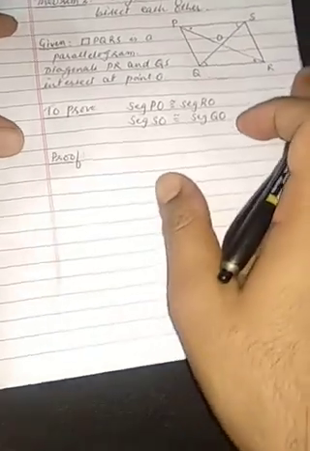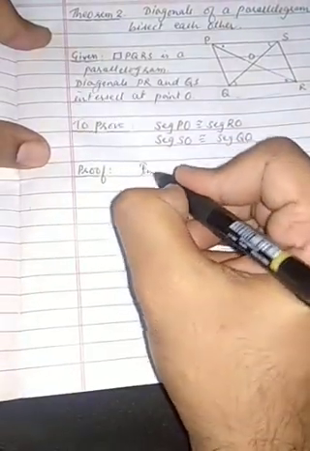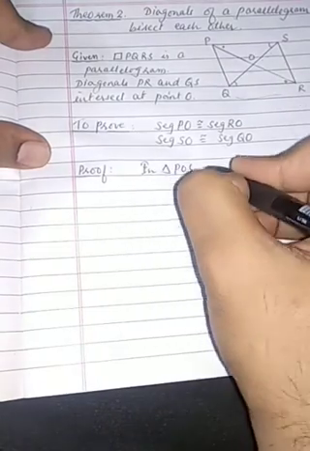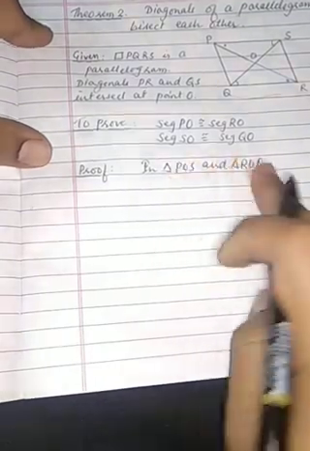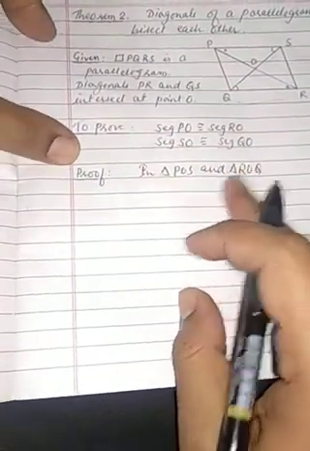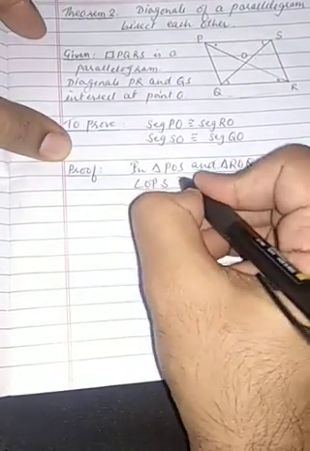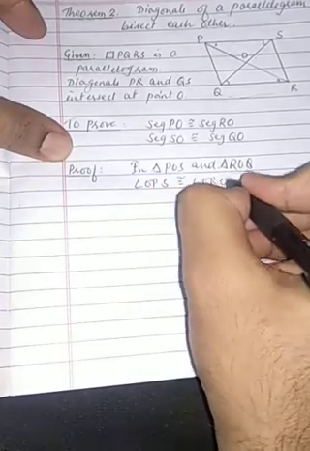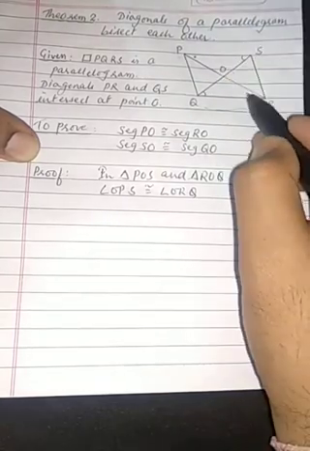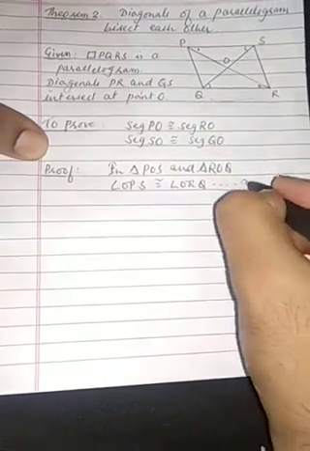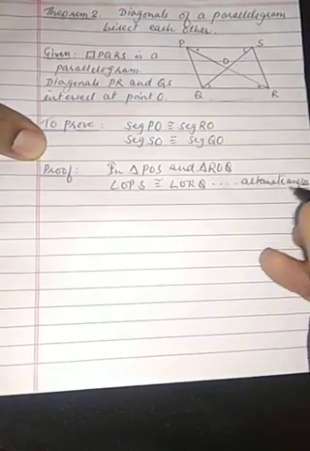Let's see what are the two triangles we can take. We have triangle POS and triangle ROQ. To prove these two triangles congruent, what do we have? We have angle OPS congruent to angle ORQ. Is it clear? OPS, ORQ. Why? They are alternate angles. So let's write down the reason: alternate angles. Is it clear?